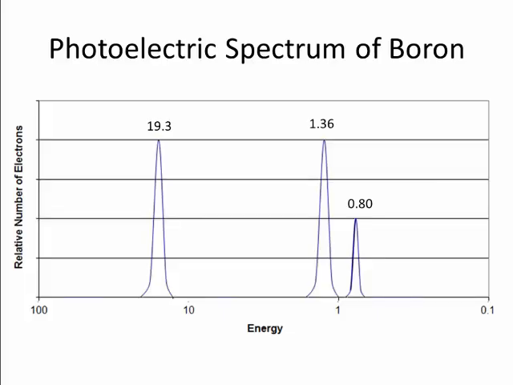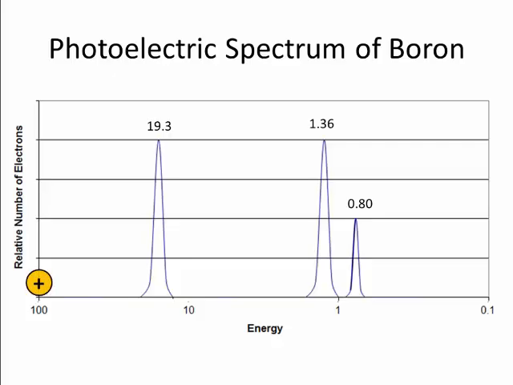Here is boron's spectrum. Did you expect to still see two peaks, with the right-hand peak getting higher? But that's not what happened. Instead, we see a new peak added. What does that mean? It means we have electrons in now three different energy groupings.